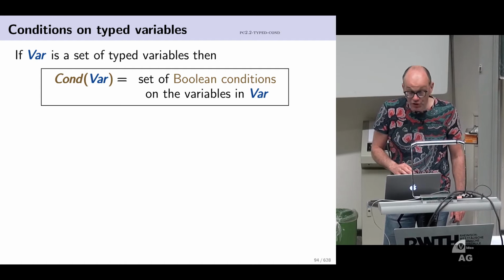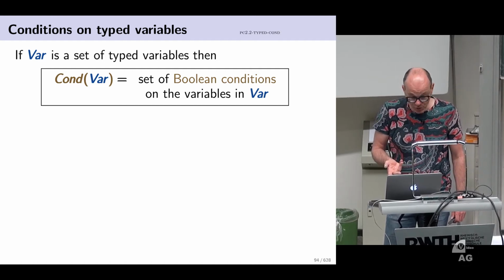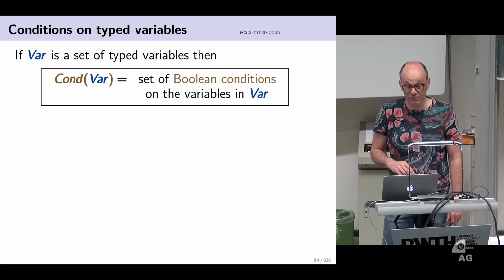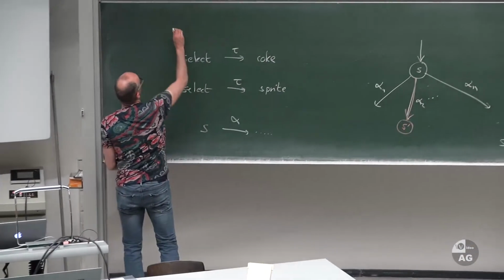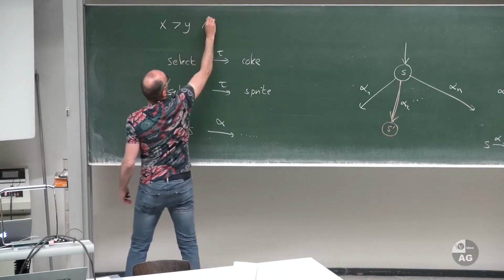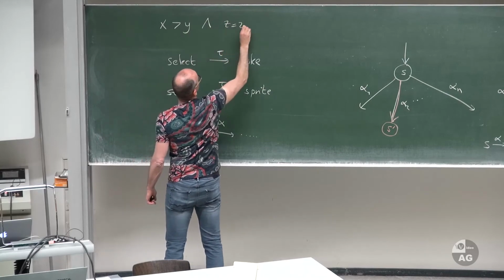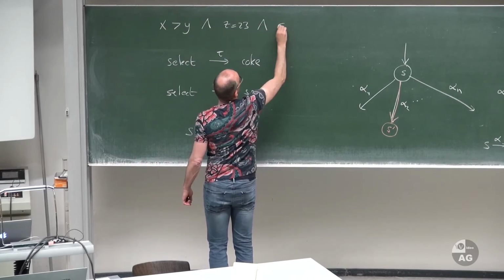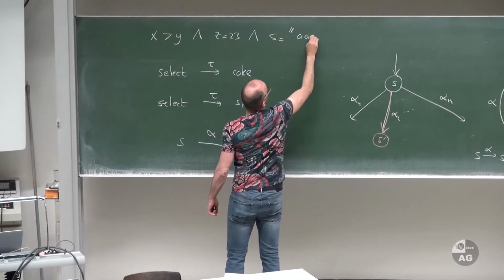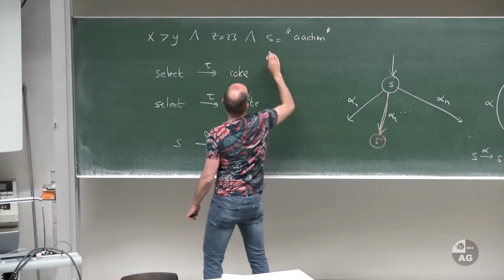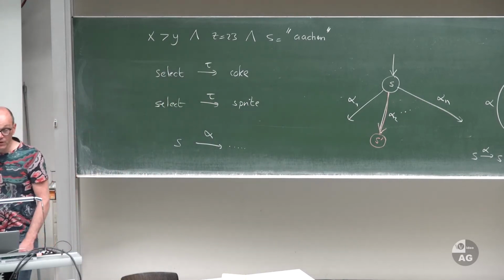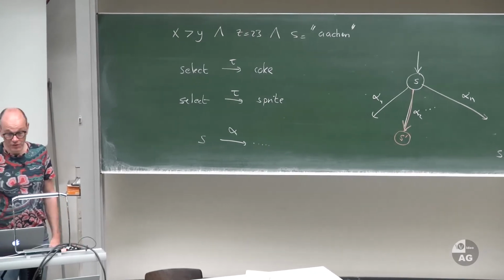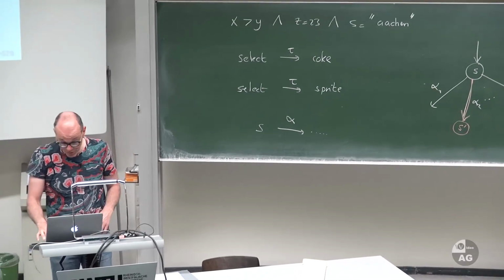Good. So what's the condition? We know what variables are. So what is the set Cond(Var)? It is the set of Boolean conditions on the variables. So things like this, right? Maybe I can write down that x is larger than y, and maybe z equals 23, and s is something. Yeah. So we have a string variable, we have an integer, and maybe we have two integers that we compare, and the condition could be something like this. So this is a Boolean expression over variables.